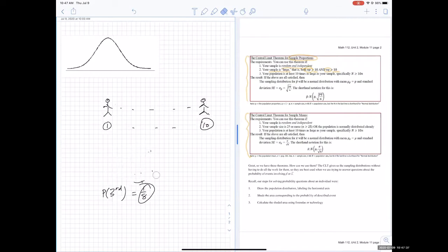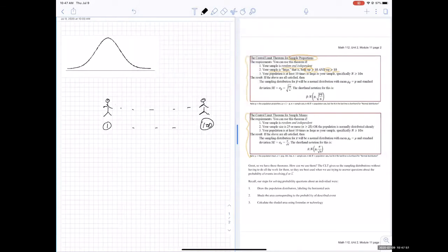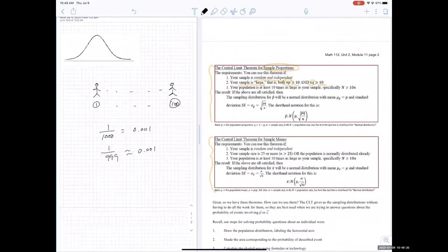But you notice this right here. If your population is at least 10 times the sample size, so suppose rather than dealing with 10, let's increase that to 1,000, then choosing a first person is going to be 1 out of 1,000, which is 0.001. And what's the probability of choosing a next person? 1 out of 999. That's very close to 0.001. Almost equally probable.